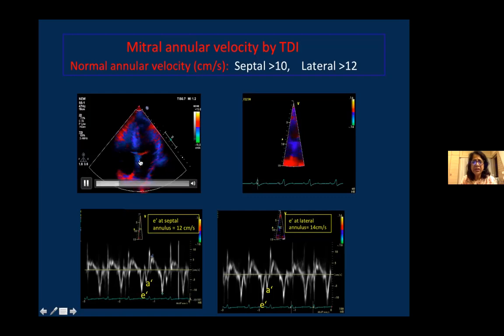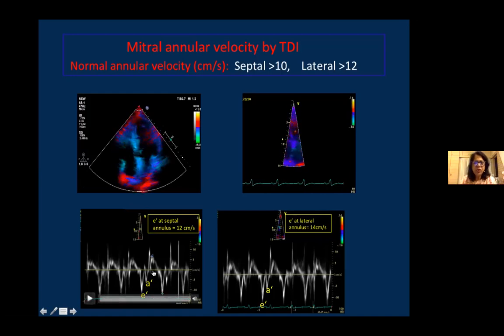See, during systole, the mitral annulus moves towards the apex, and during diastole, it moves away from the apex. So above the baseline, all the waves are systolic waves. Let us look at below the baseline, which are the diastolic waves. Now, the first major diastolic wave is called the E prime, and the second diastolic wave is called the A prime. Look at the septal annulus. It is the E prime and the A prime.